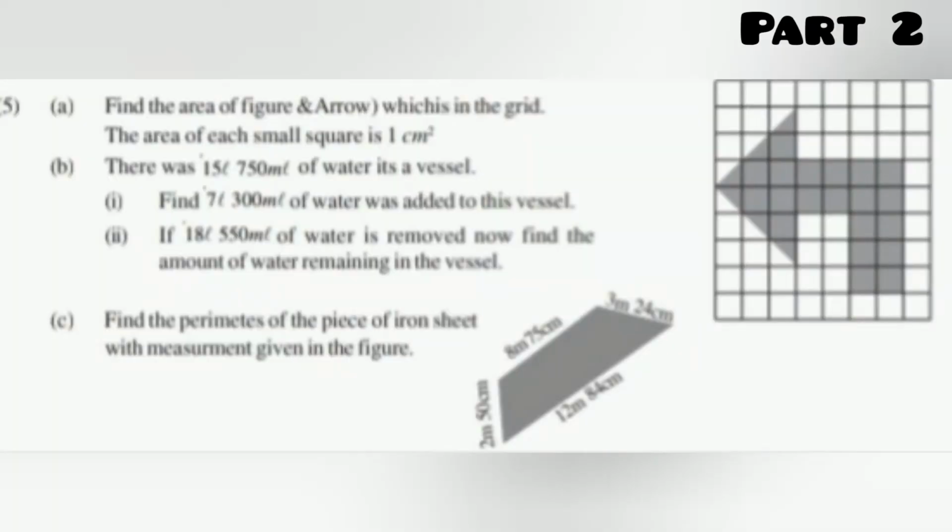Question number 5, A part. Find the area of the figure, that means the arrow which is in the grid. The area of each small square is 1 square centimeter. You can find 20 complete squares in this arrow. So the area of those squares is 20 square centimeters. There are another 6 half squares. The area of those squares is 3 square centimeters. So the total area will be 23 square centimeters.